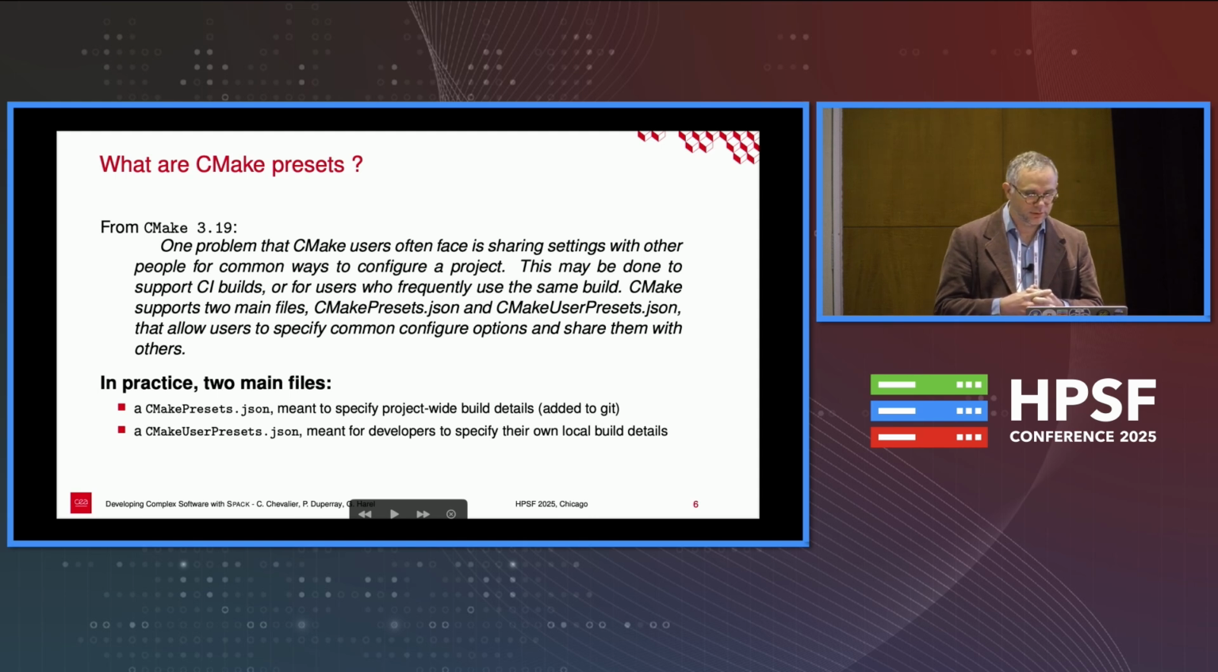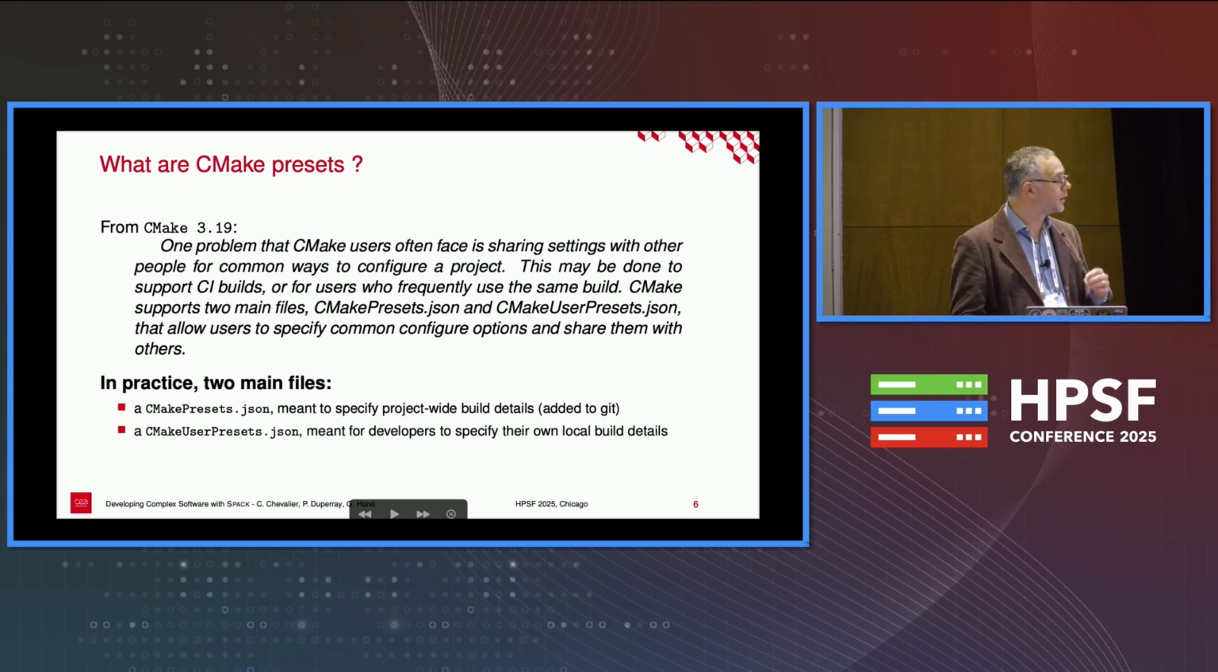If you are not familiar with this, you can define in a JSON file the details on how to build a project. So mainly you have two different files. One that is project-wide, and that can be added to your source repository, and another, the CMake user preset, that is tied to your environment and your user.